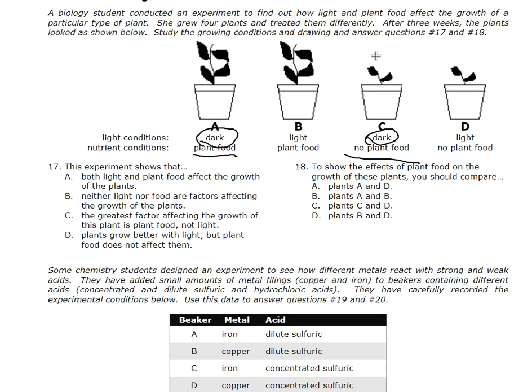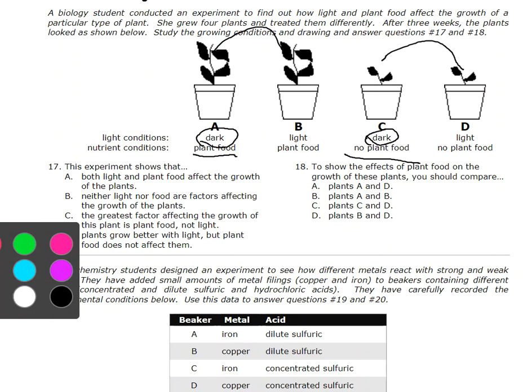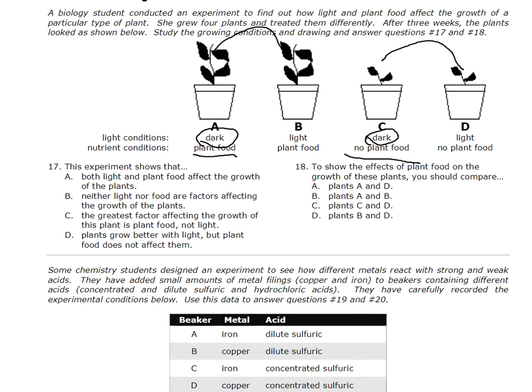It doesn't show that light alone affects the growth, because we have differences between dark and light in A and B, and they grew the same, and C and D, and they grew the same. So what it does show is that there's a difference between plant food. That seems to be the primary difference that we're looking at here. And that is why the correct answer is the greatest factor affecting the growth in this experiment was plant food, not light. I mean, I find it hard to believe, but it's possible.